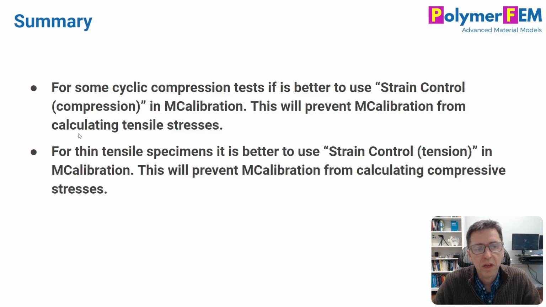To summarize, in some cyclic compression experiments, it's better to use strain control compression. And sometimes you just use regular strain control. If you have tensile specimens that are really thin and don't have any force in compression, I would typically use strain control tension in that case. But otherwise, you can just use the traditional strain control. So those are things for you to think about as you set up your calibration.